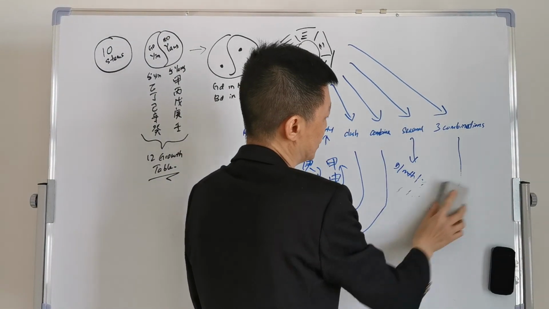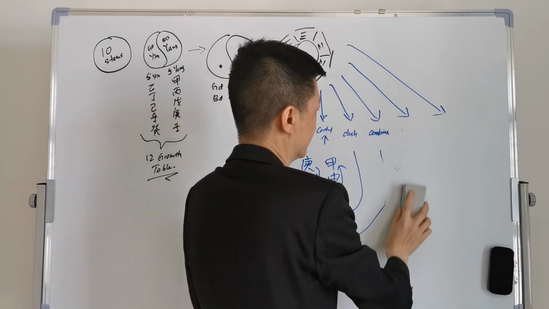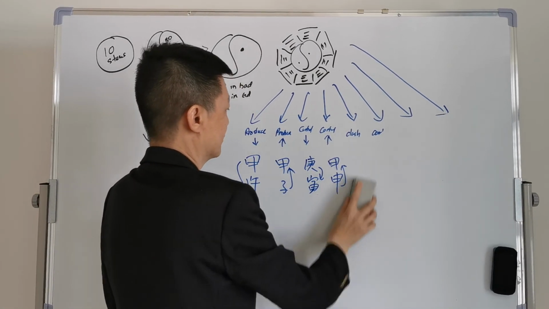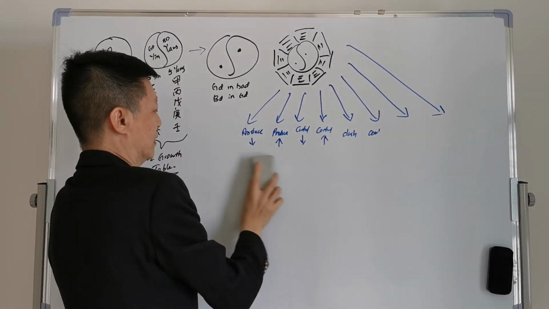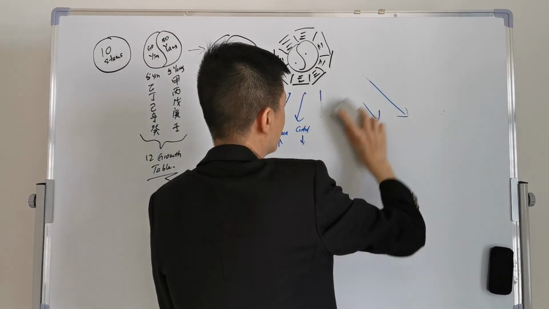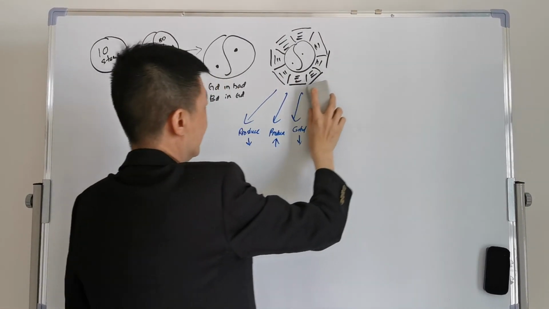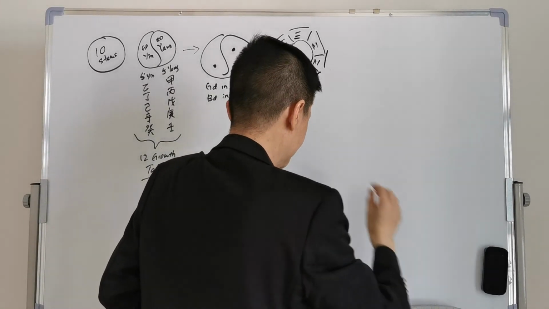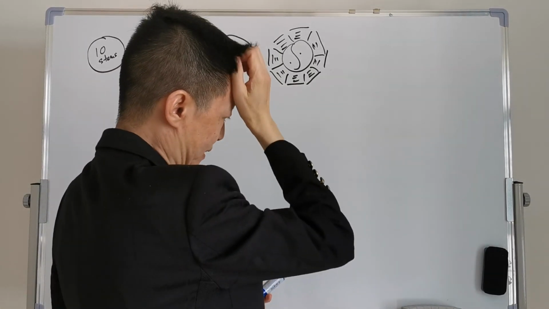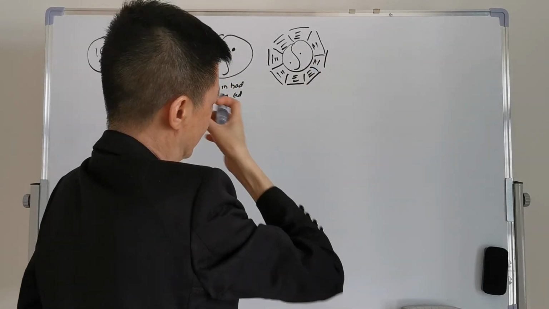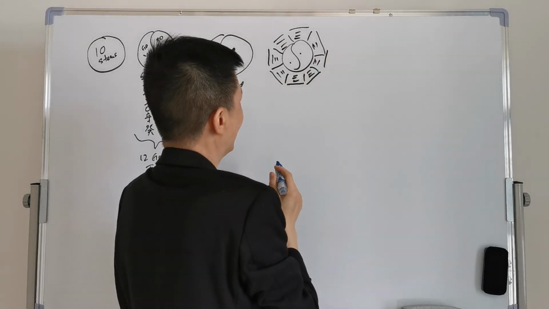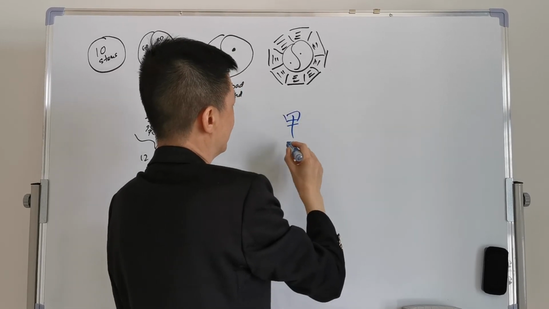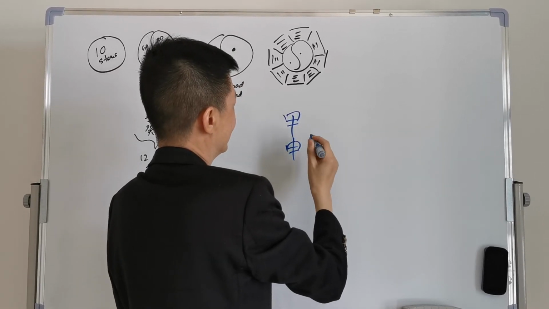Let me explain to you how to change, how to use feng shui. For example, let's say, just as an example, a 八字.